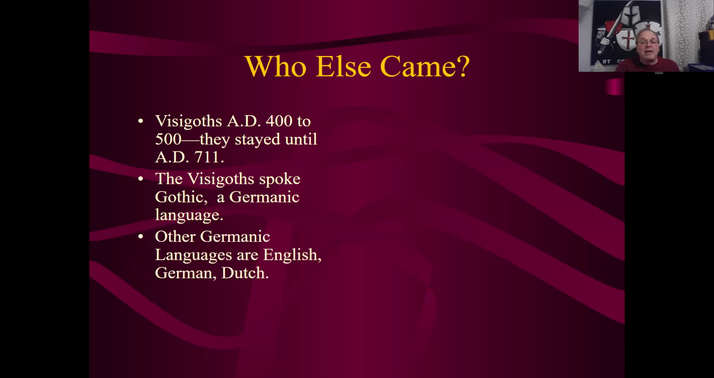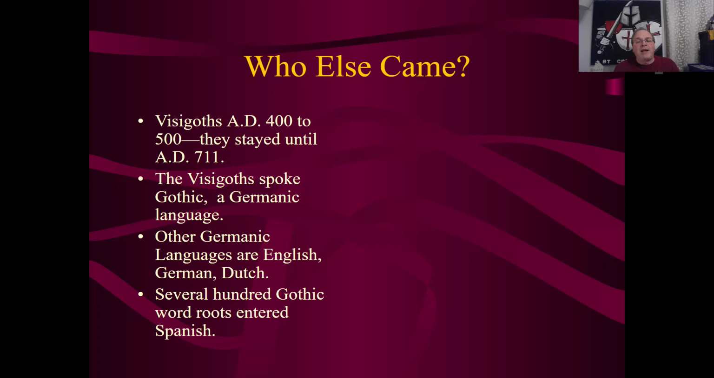Their language was related to modern day English, German, and Dutch, because it was a language of a Germanic tribe. And several hundred of those Gothic word roots entered into the developing Spanish language. So let's look at where we've been. We already had Celts come down to mix with the Iberians on the Iberian Peninsula several hundred years before Christ. But then the most important thing happened. The Roman Empire brought the Latin language, and they finished the job of taking over the Iberian Peninsula 19 years before Christ.